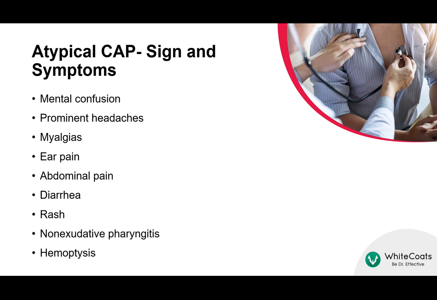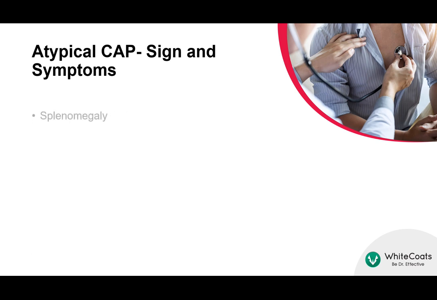The signs and symptoms of atypical community-acquired pneumonia include mental confusion, prominent headaches, myalgias, ear pain, abdominal pain, diarrhea, rash, non-exudative pharyngitis, hemoptysis, splenomegaly, and relative bradycardia.